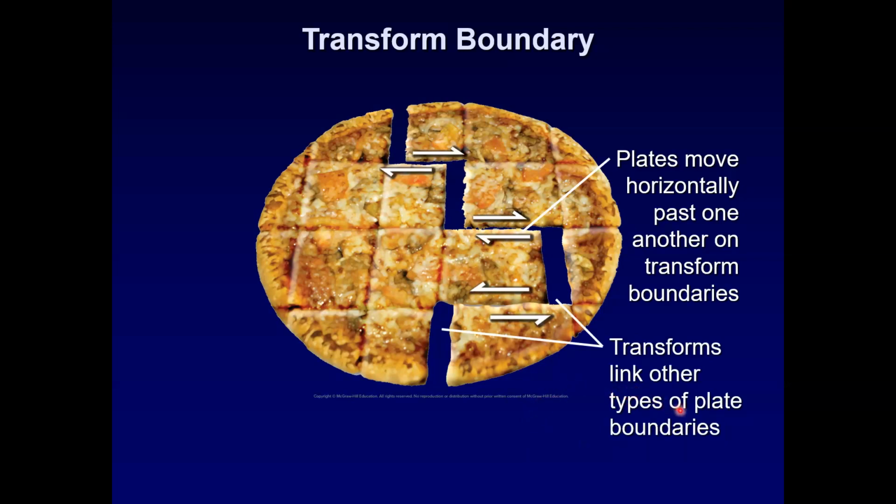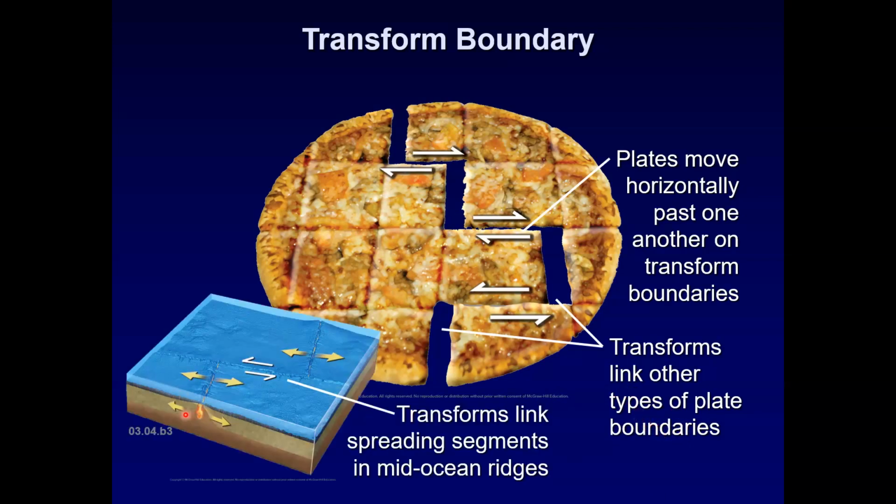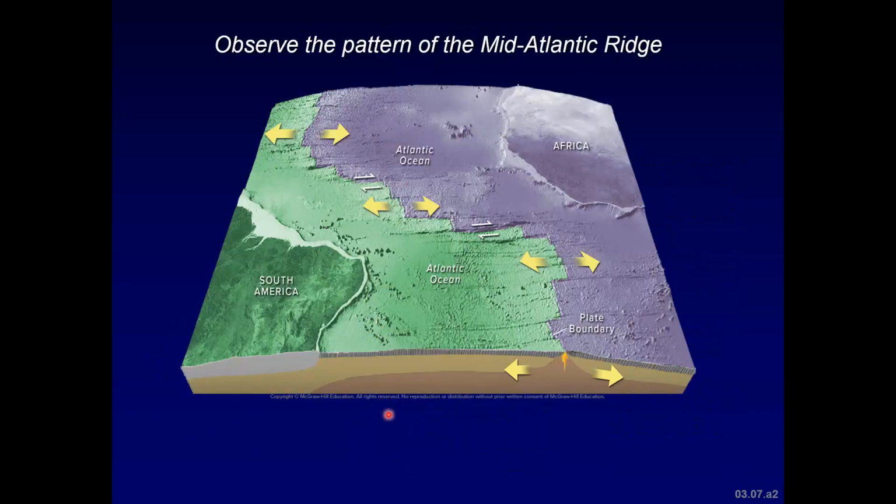Transform boundaries link other types of plate boundaries. See that in a block diagram. You have a divergent boundary here, accompanied by the transform linking segment. And the Mid-Atlantic Ridge is obviously a good example for that. You have overall divergence, but with that, in these fracture zones, you see the transform boundaries, kind of zigzags connecting the spreading centers.